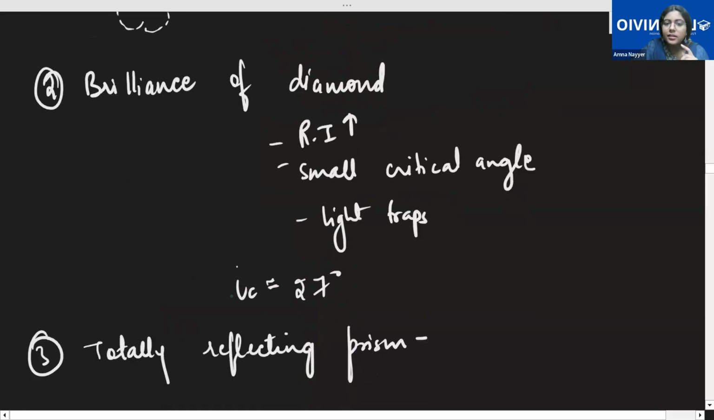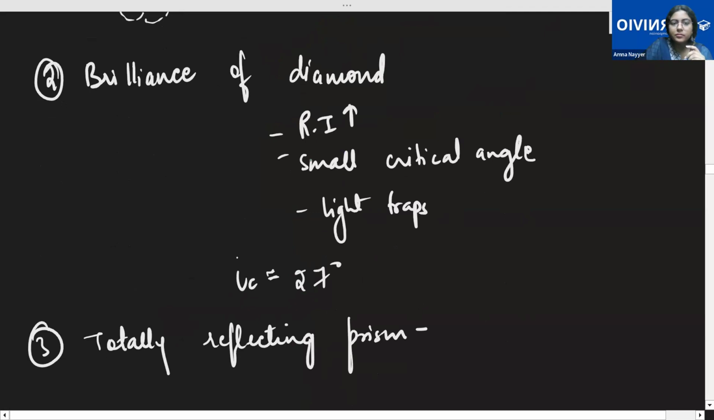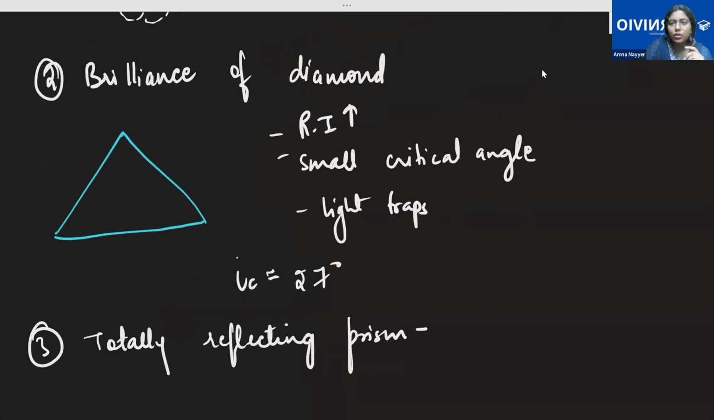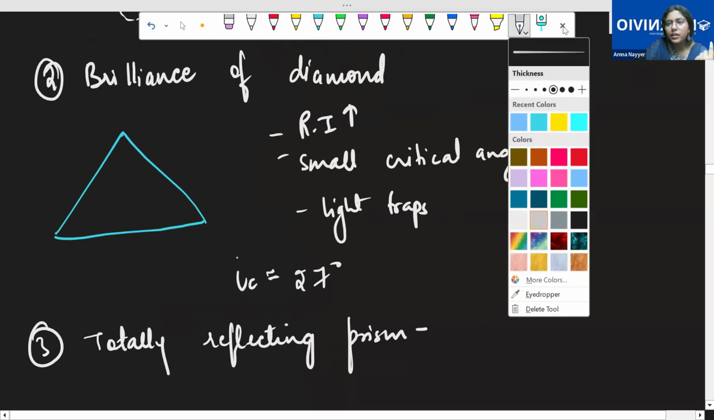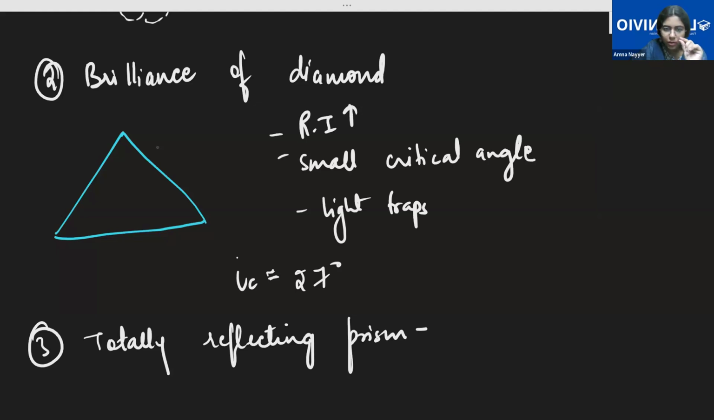And the second is the brilliance of diamond. Let's say this is a piece of diamond. All of you must know that when you shine a diamond, or if you just move it a bit, you see light shine brightly. So what happens in the case of diamond is the light ray enters once. Now here at the surface, total internal reflection occurs.